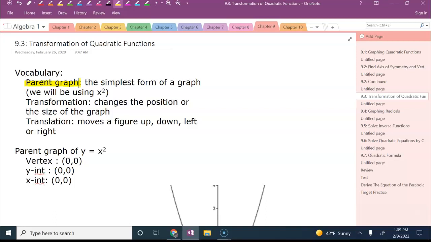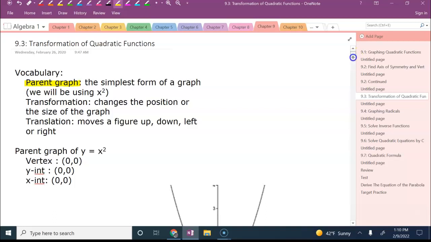A transformation is going to change the position of your graph. So it's going to move the graph around, or it's going to make the graph become skinnier or wider. It's going to stretch it, it's going to compress it, like some of those different key words that we'll talk about later on. What we're going to talk about mainly today is how a translation affects your graph, which is when you're moving a figure up, down, left, or right. So when you're pushing it around on the coordinate plane.